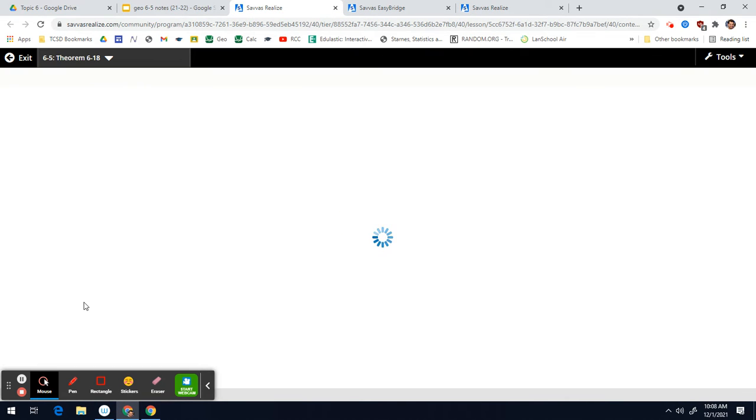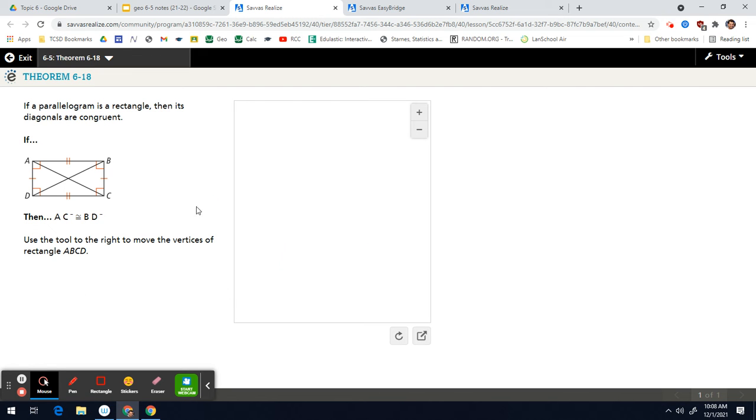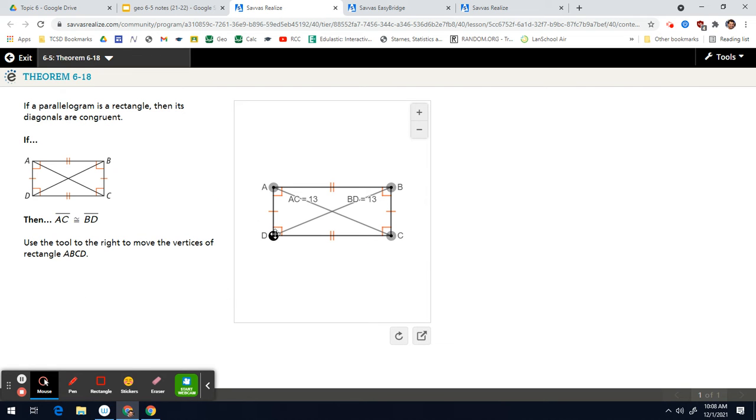Let's explore this a little bit. Again, we can move the corners. There you go. No matter what shape the rectangle is in, those diagonals can be congruent.